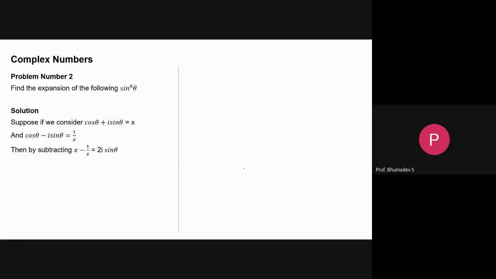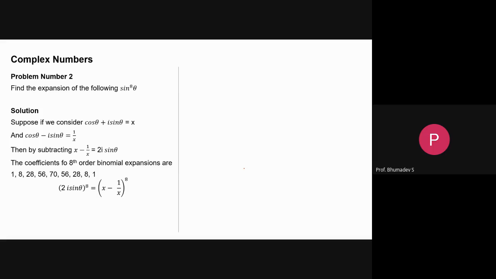But we need to get the power of 8, sine to the power of 8 theta. So take 8th power on both the sides. And before that, we are supposed to take down the coefficients for the binomial expansions of order n, 8th order, which is 1, 8, 28, 56, 70, 56, 28, 8, and 1. The expansion can be written in this form, 2I sine theta the whole power 8, which is equal to x minus 1 upon x to the power of 8.